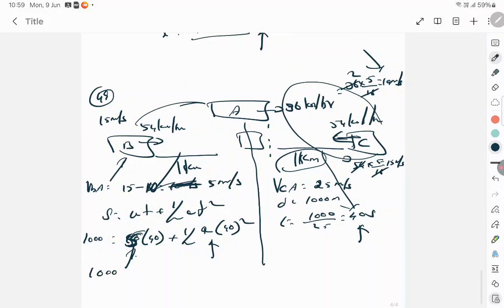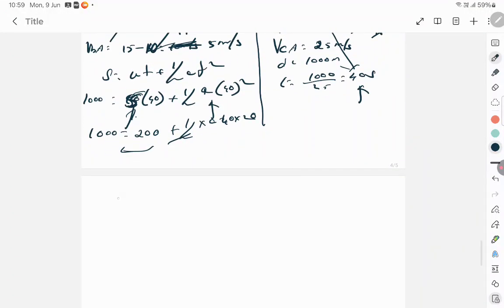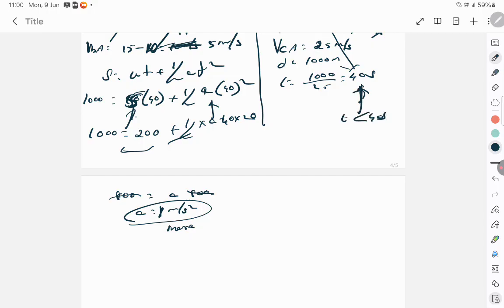The 1000 therefore is equal to 5 into 40, which is 200, plus half into A into 40 into 40, which is 800 A. This 200 can go to this side, it will become 800 is equal to A into 800. So you get A to be 1 meter per second square, and it has to go with this acceleration or more, because time can be 40 seconds or less than 40 seconds, so that they don't meet with an accident.